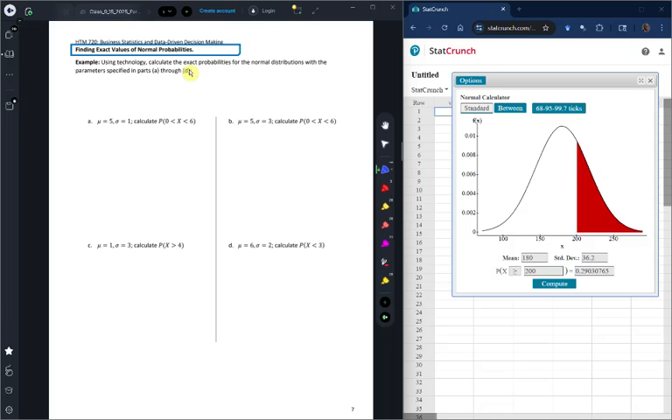In this video, we shall make progress to learning how to find exact values of areas on the normal probability curve. I'm going to be deploying the strength of technology, namely StatCrunch, in order to compute exact probabilities or areas under the normal probability curve. So using technology, I'd like to calculate not approximations anymore, but exact probabilities for normal distributions with the following parameters.